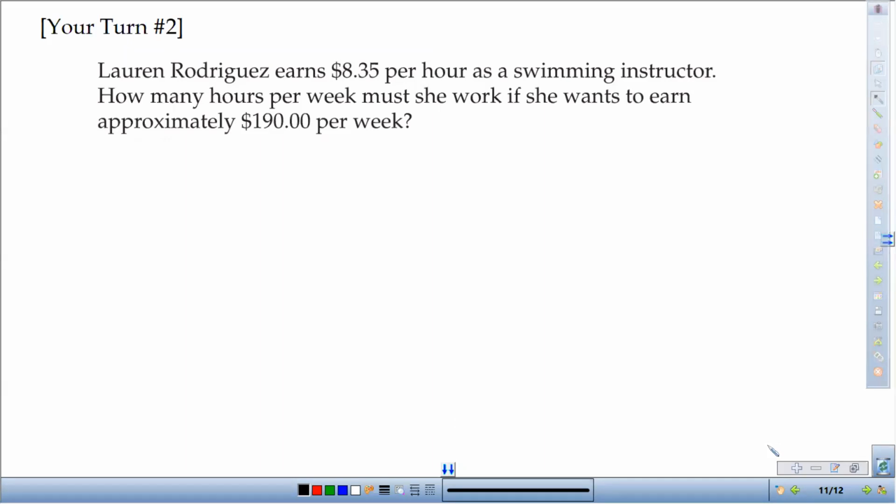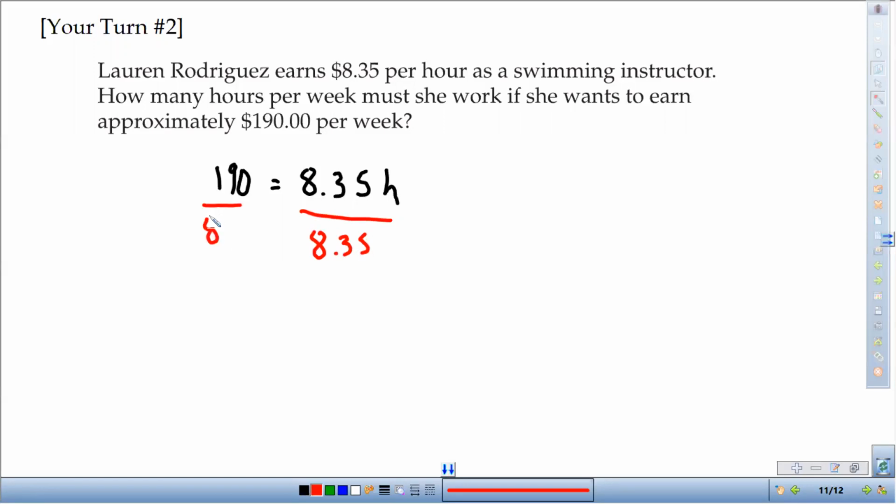All right. Looks like we got just about everybody. So I'm going to share the results. So that's good. 95% of you got the question correctly. If you got 22 hours, you just made a mistake rounding. We don't want to round, so I'll just work this out real quick. 190 is equal to 8.35 times the number of hours you worked, and we were trying to figure out how many hours you worked. So just divide by 8.35.